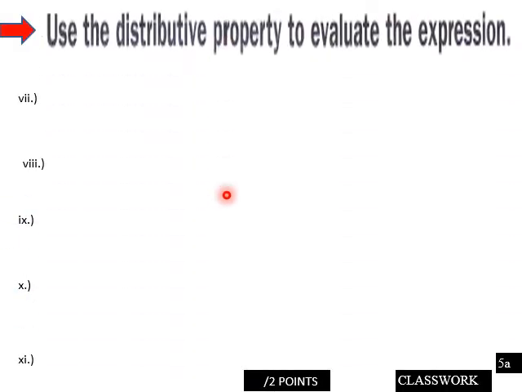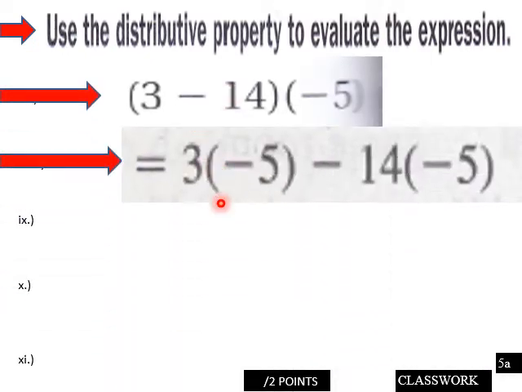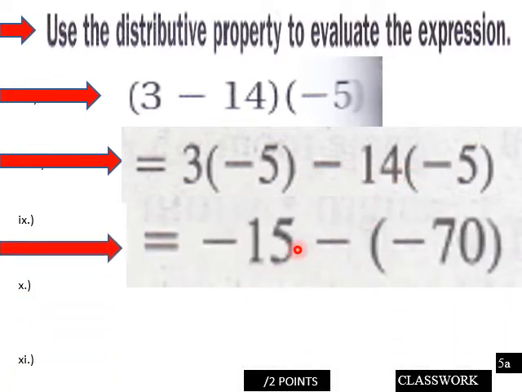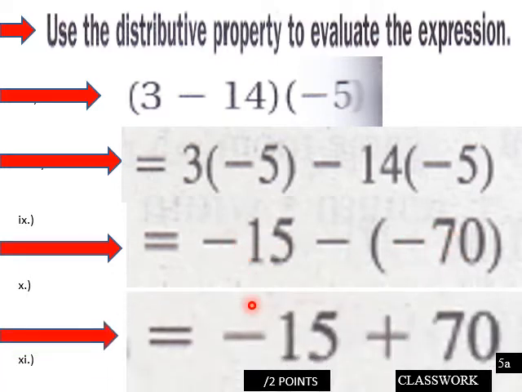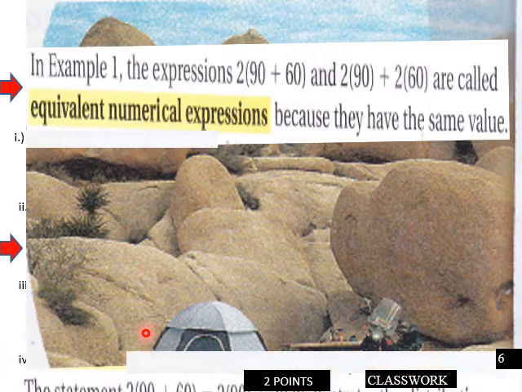We're going to practice using the distributive property. There's our original expression. We just multiply each one of these members by -5. 3 times -5, and then -14 times -5. And then we combine these two. Negative times negative is what? And then we have a -15. So we have -15 plus a positive 70. What does that equal? That equals 55. So that would be the way to solve that.